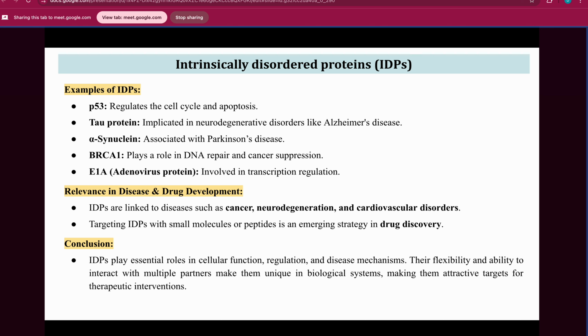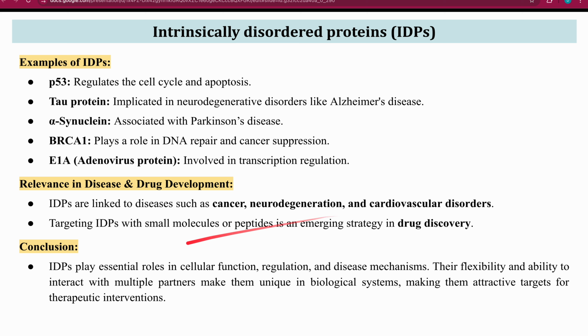So if we know those IDPs, we can design small molecules, or some drugs, which can bind to these IDPs and then control their expression, so that we can design drugs to treat that disease. So these IDPs play an essential role in cellular function, regulation and disease mechanisms.